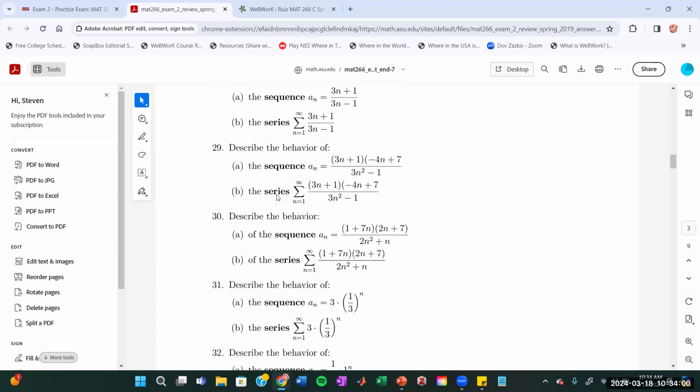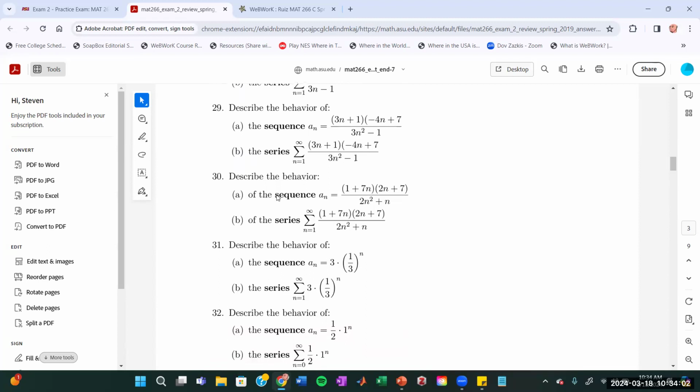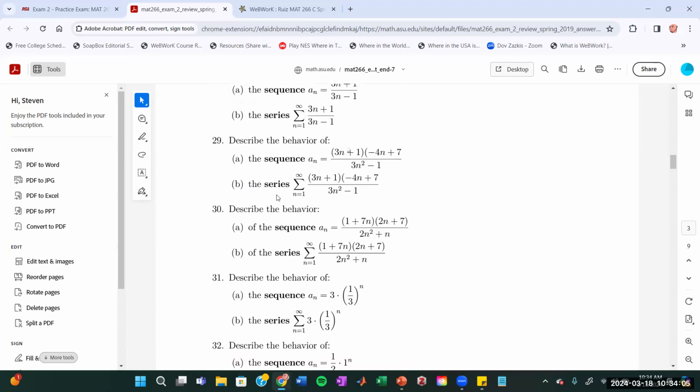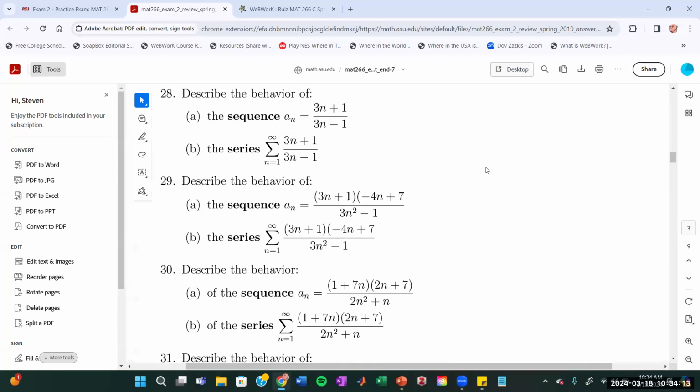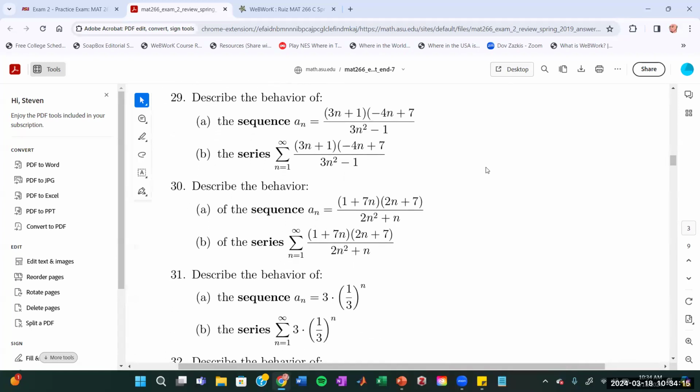Problem 29. I don't think that is going to be a telescoping sequence, but I think it's worth talking about. Let me hold that thought.